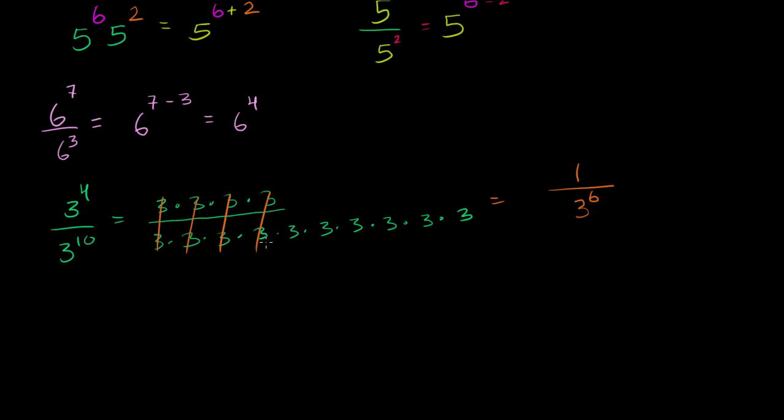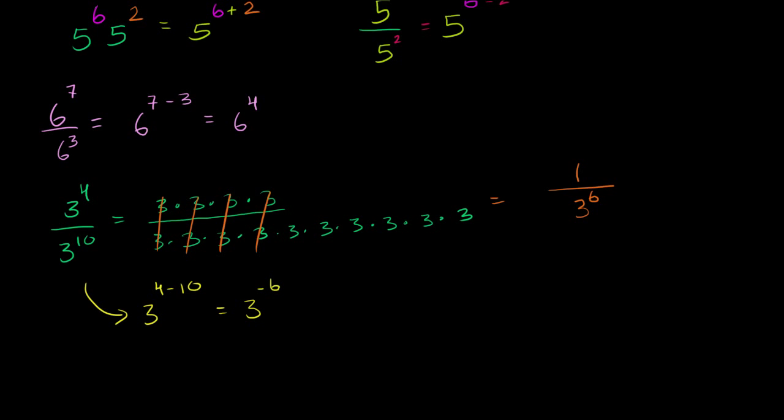But that property that I just told you would have told you that this should also be equal to 3 to the 4 minus 10 power. Well, what's 4 minus 10? We're going to get a negative number. This is 3 to the negative 6th power. So using the property we just saw, you'd get 3 to the negative 6th power. Just multiplying them out, you get 1 over 3 to the 6th power. And the fun part about all of this is these are the same quantity.